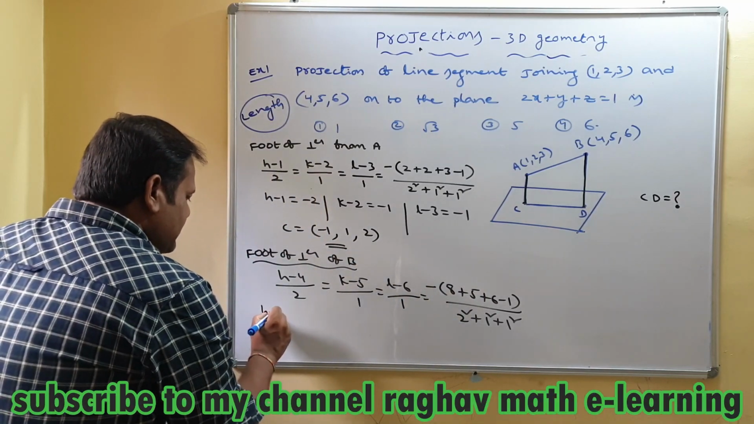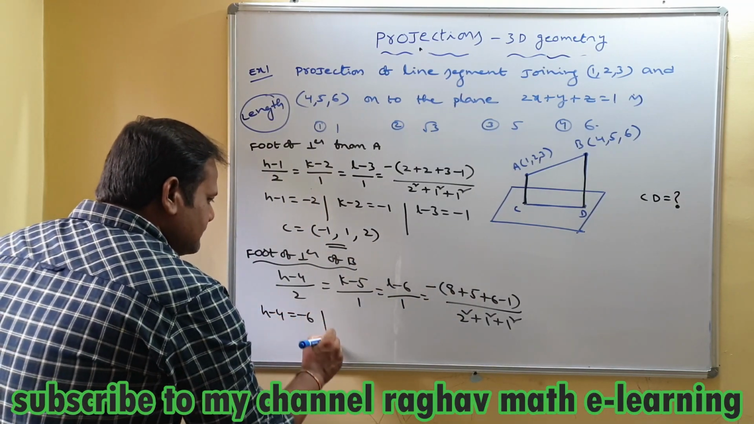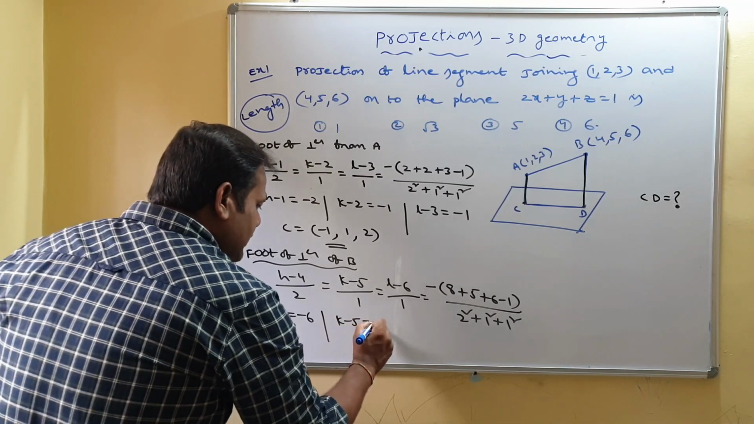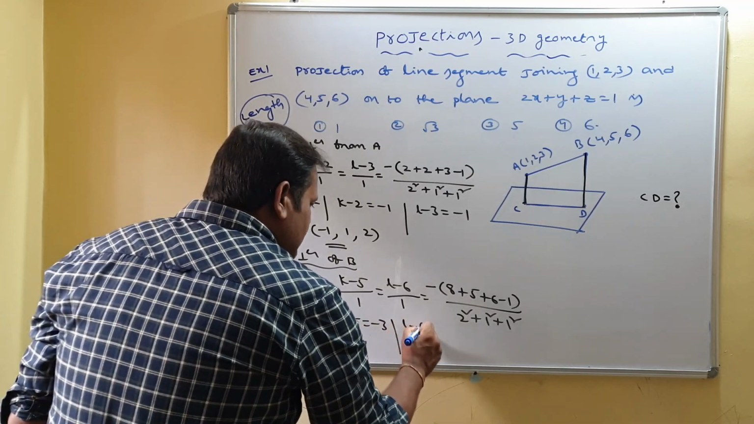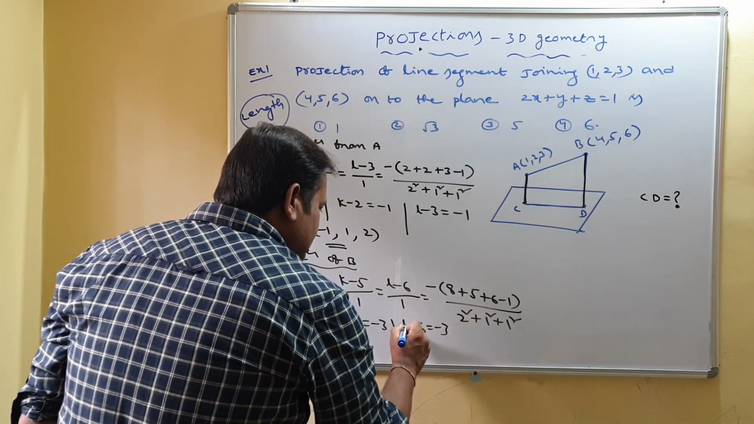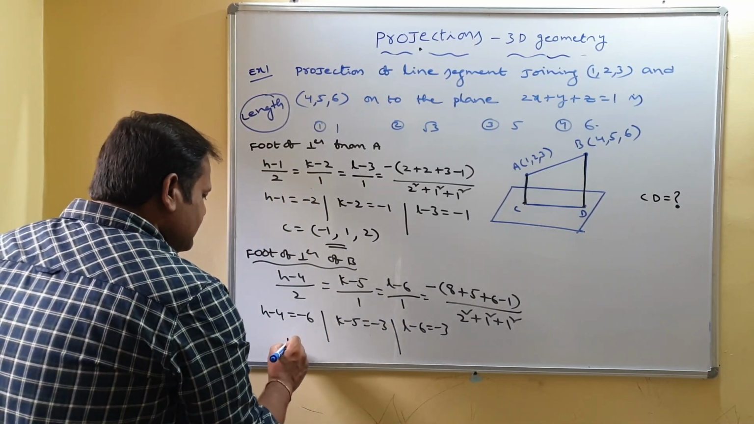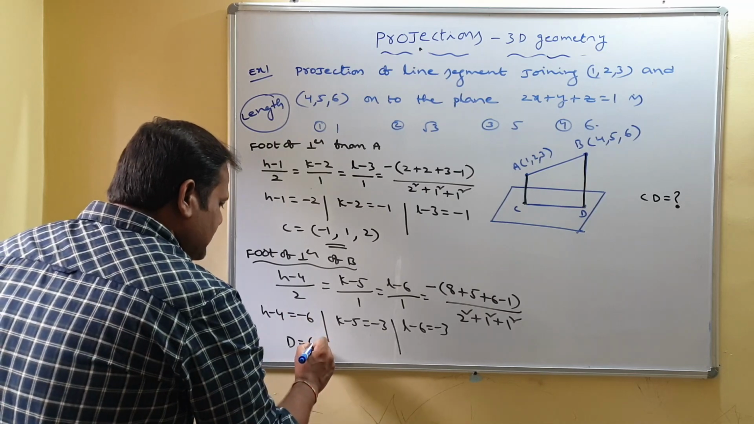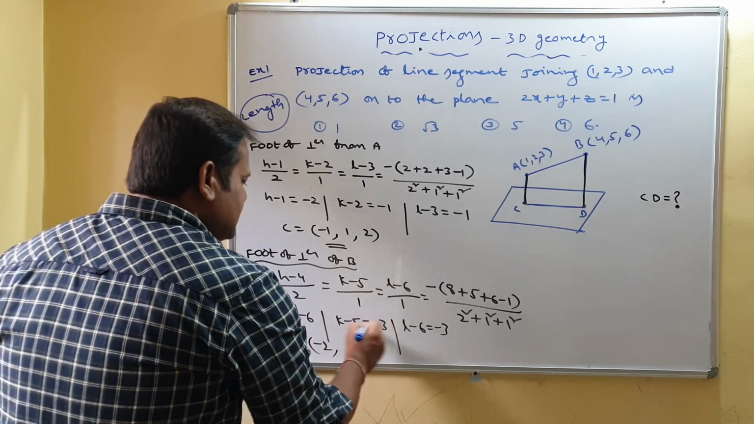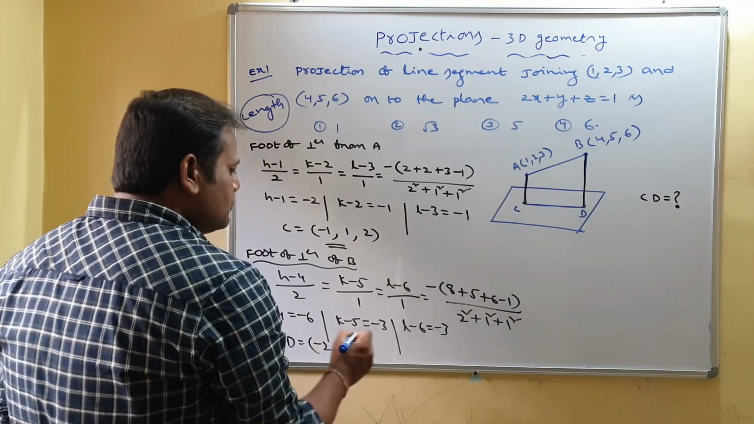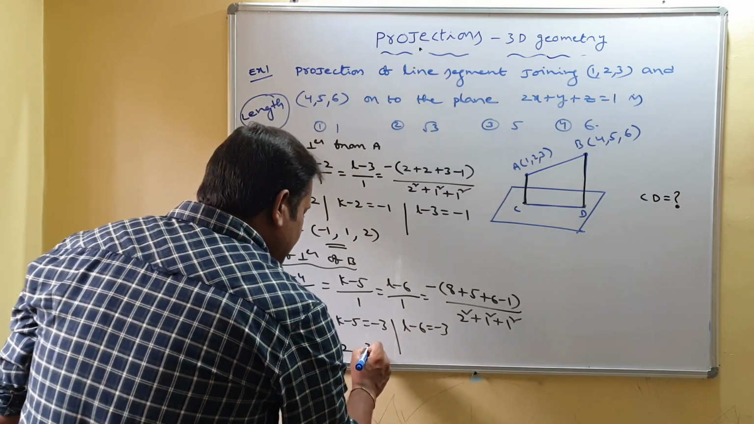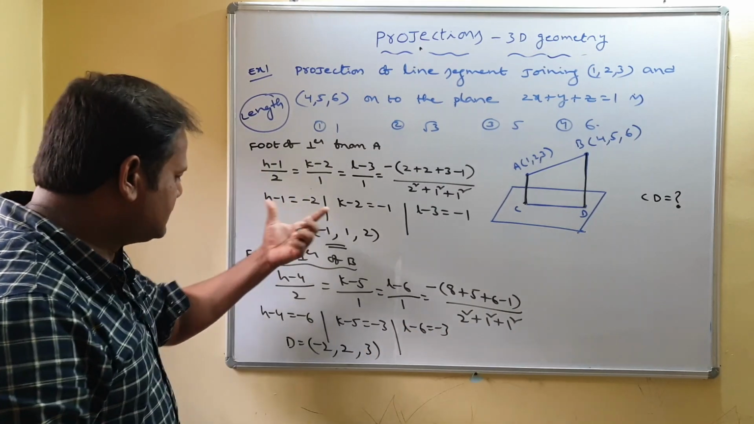So we got h minus 4 equal to minus 6, k minus 5 equal to minus 3, l minus 6 equal to minus 3. From this you can get h, k, l, that is point D. So what is D? Minus 6 plus 4 is minus 2, minus 3 plus 5 becomes 2, minus 3 plus 6 becomes 3. Yes, we have C and D.